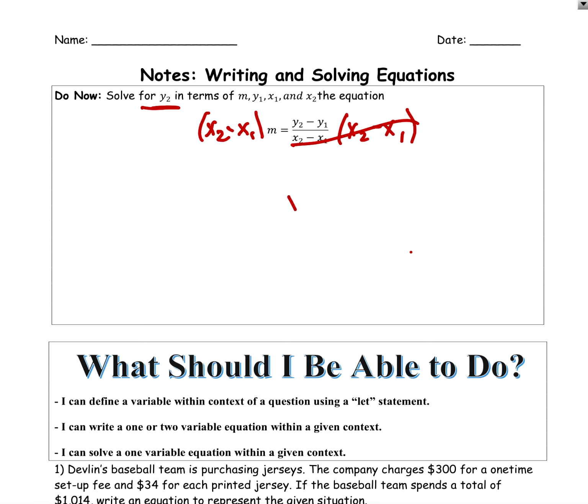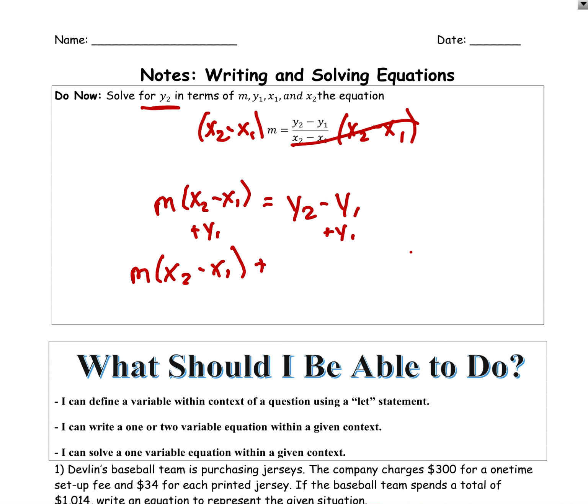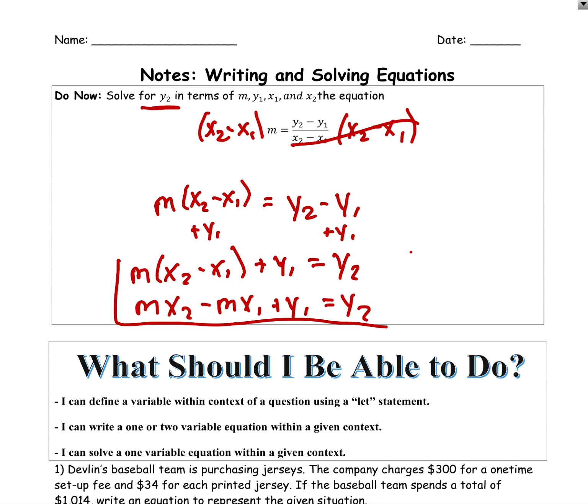So now on the right side, we're left with y2 minus y1 equals m times x2 minus x1. We want to get y2 by itself. So I'm going to do the inverse operation of subtracting y1, which is adding y1 on both sides. And your answer should be m(x2 minus x1) plus y1 equals y2. Now you could distribute that m in if you want and make it m x2 minus m x1 plus y1 equals y2. Both of those answers are equivalent answers and are completely fine.